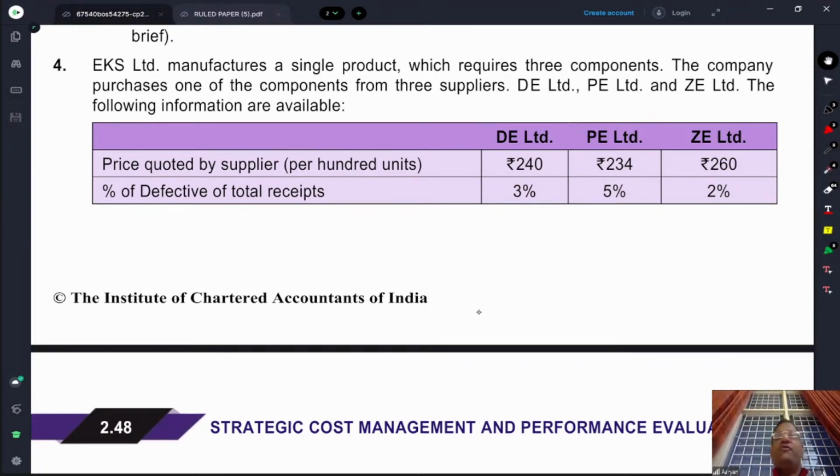So let's start today's session with those few questions on cost of quality, and later on we will move to the theoretical part, the last part of this particular chapter, supply chain management and the gain sharing arrangement.